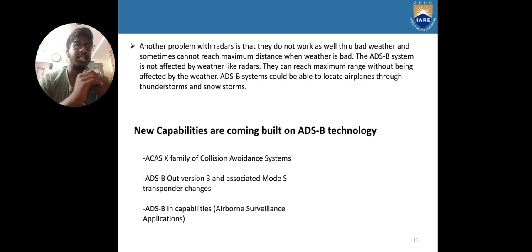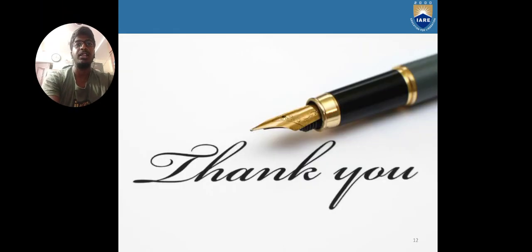So, the next technologies after ADS-B are new capabilities building on ADS-B technology, which are the ACAS-X family of collision avoidance systems, ADS-B version 3 and associated Mode S transponder changes, and ADS-B In capabilities, which is airborne surveillance application. By this, I come to the end of the topic.